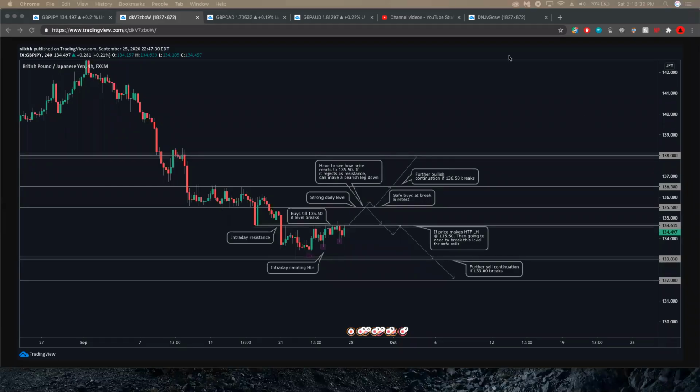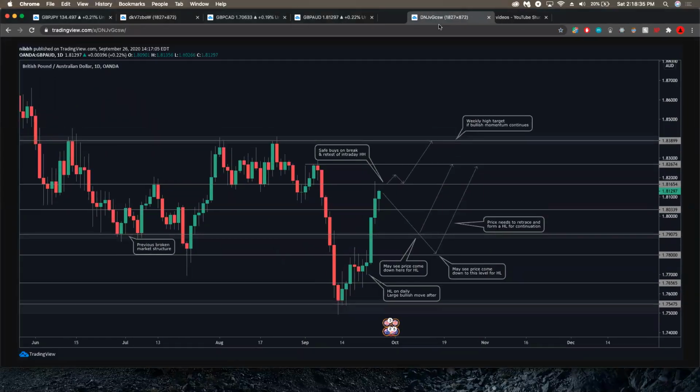Welcome to GBP AUD analysis for the first week of October. Last week we saw a large bullish move, 500 pips, right? Price broke bearish market structure and created a high on daily. So this move down is almost corrected. It'll be corrected when we reach up here.